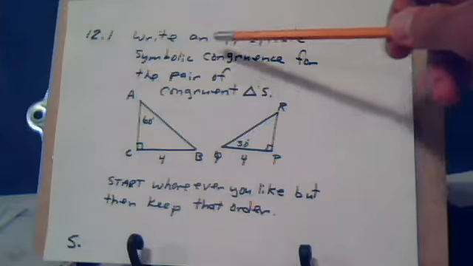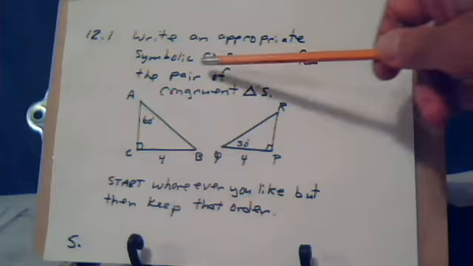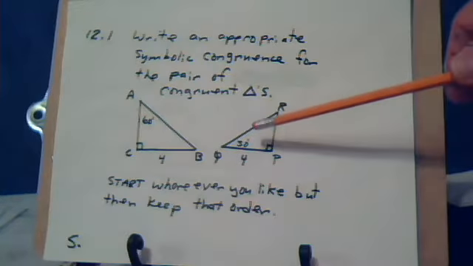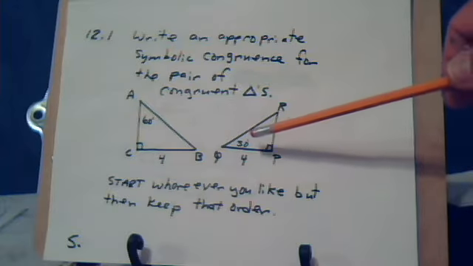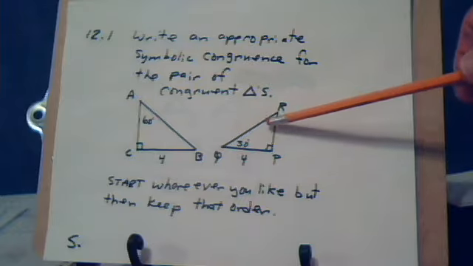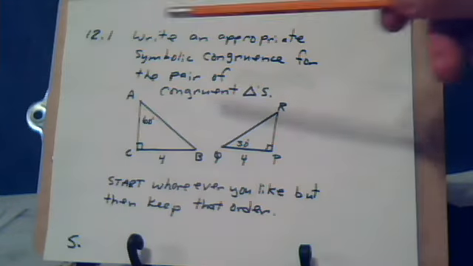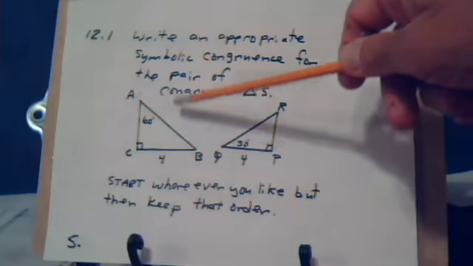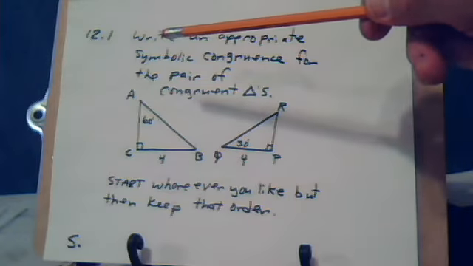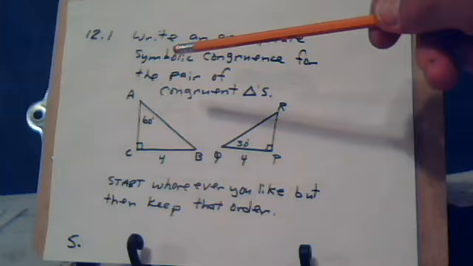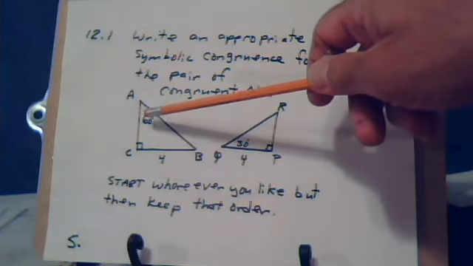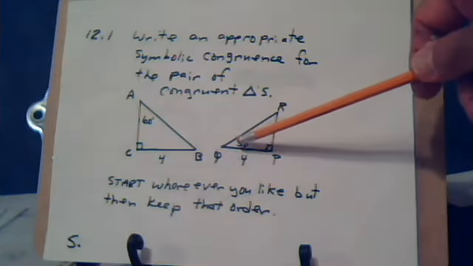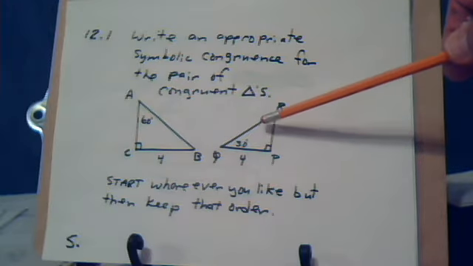Now, they're telling us that these two triangles are congruent. Write an appropriate symbolic congruence for the pair of congruent triangles. So these are congruent. We already know they are. To make it a little bit more obvious, bring in more information. What does this angle equal and what does this angle equal? Right here, we remember that the sum of the inside angles should add up to 180 always. Doesn't matter what the triangle is. So knowing that if this is 60 and this is 90, this should be 30. And if this is 30 and this is 90, this should be 60.